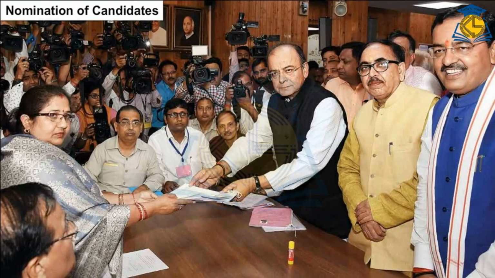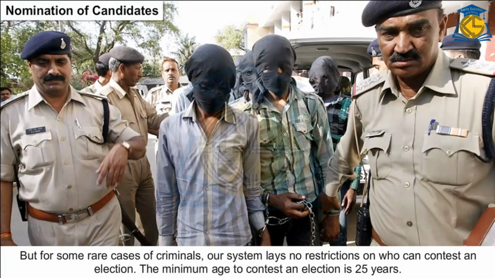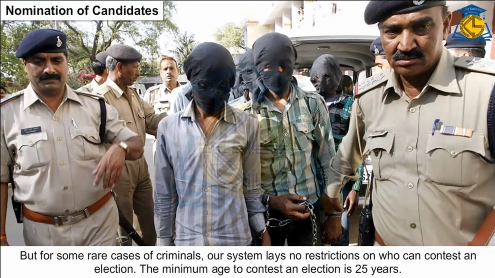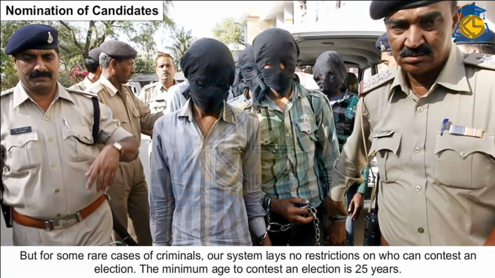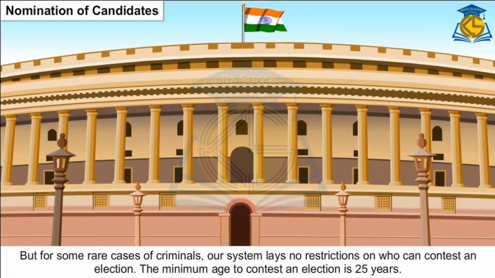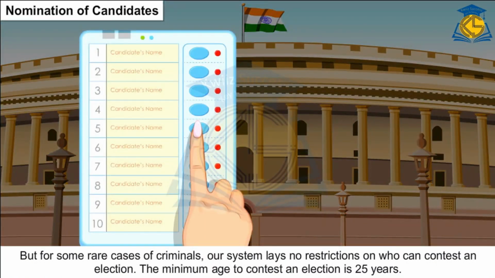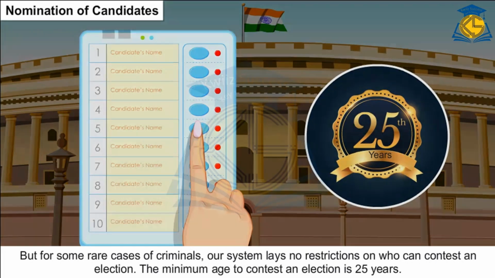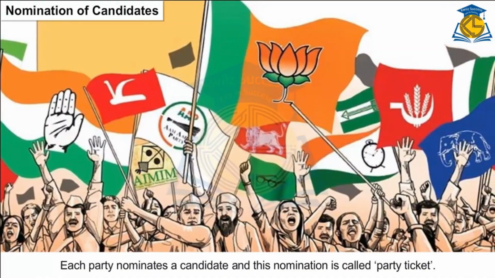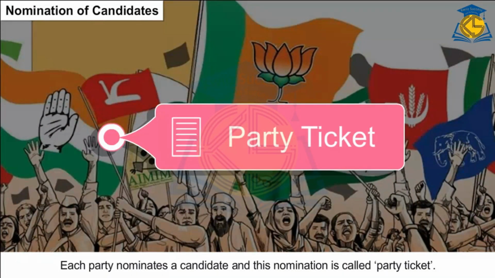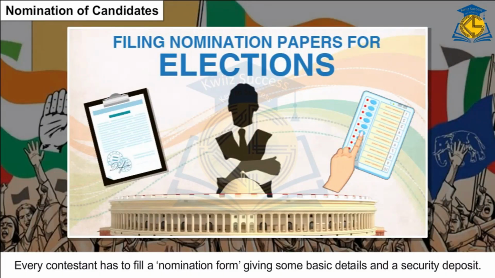Nomination of candidates. But for some rare cases of criminals, our system lays no restrictions on who can contest an election. The minimum age to contest an election is 25 years. Each party nominates a candidate, and this nomination is called party ticket. Every contestant has to fill a nomination form giving some basic details and a security deposit.